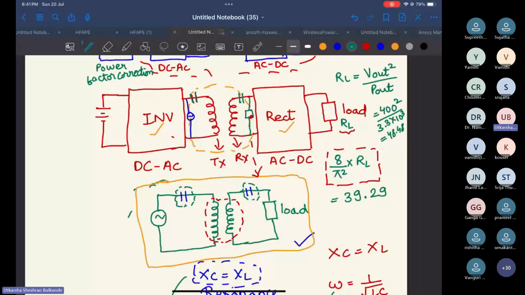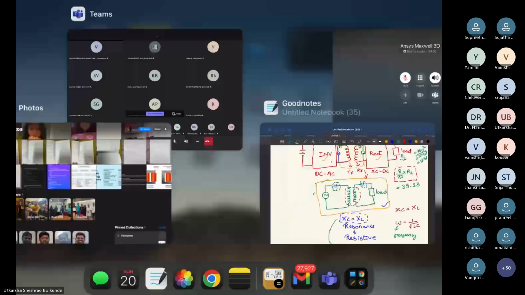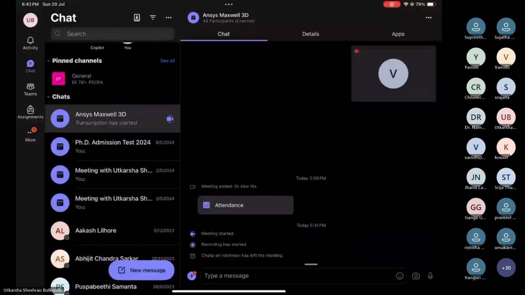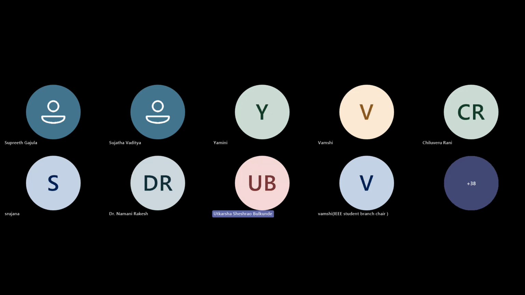Understood? You can keep this value also. But with 30, actually you get the correct 400 volt, so I have kept it as 30. With this, somewhat the value will change, but it's fine. So this is clear now.